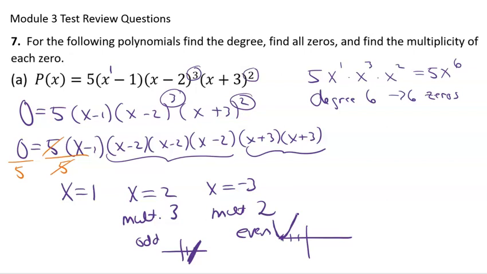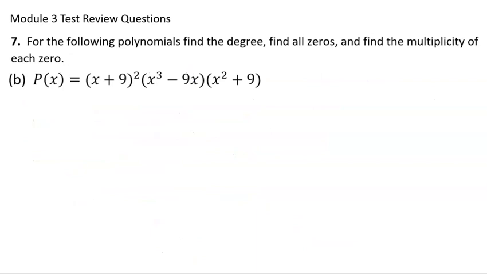Did I answer everything? I did. All right, so next problem. I know you know how to do this now. So what do we do? Okay, well, we've got to factor completely. Well, actually, we find the degree first.